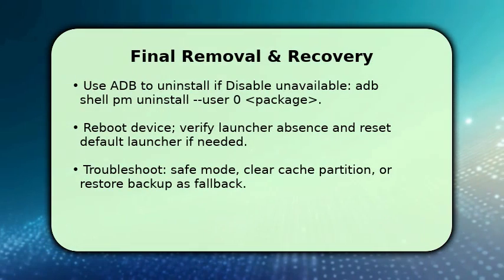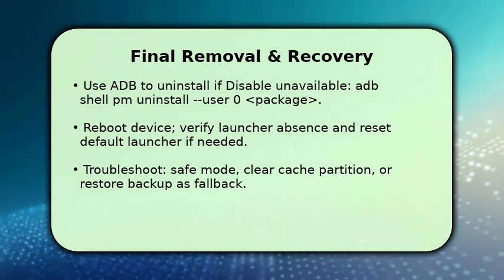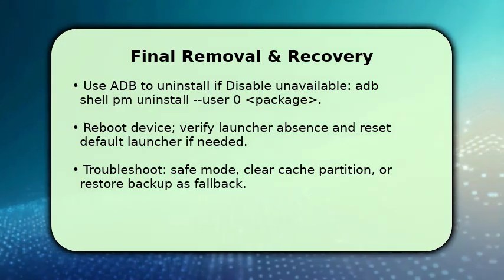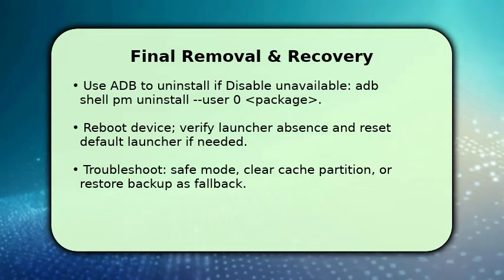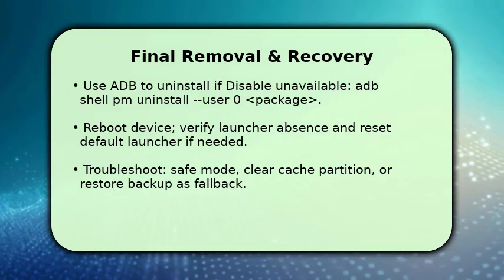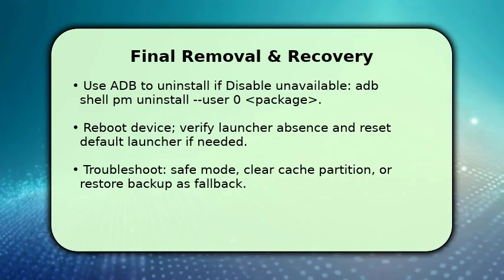You finish by using ADB only if disable isn't allowed. Connect USB, authorize your PC, then run a adb shell pm uninstall --user 0 package name to remove it for your profile. Once executed, reboot the phone and set your preferred launcher as default. Confirm the Find My Phone shortcut is gone.